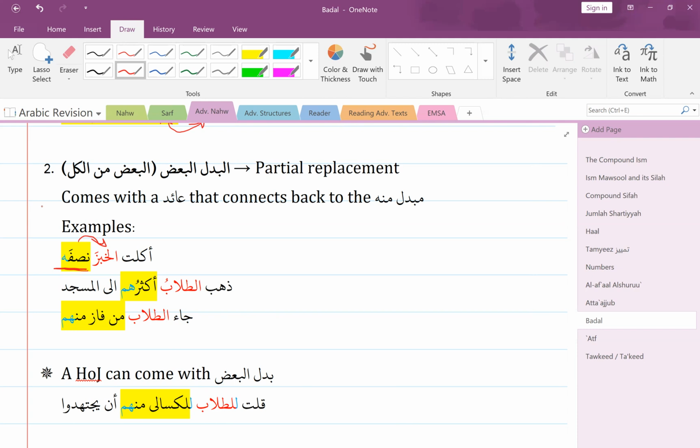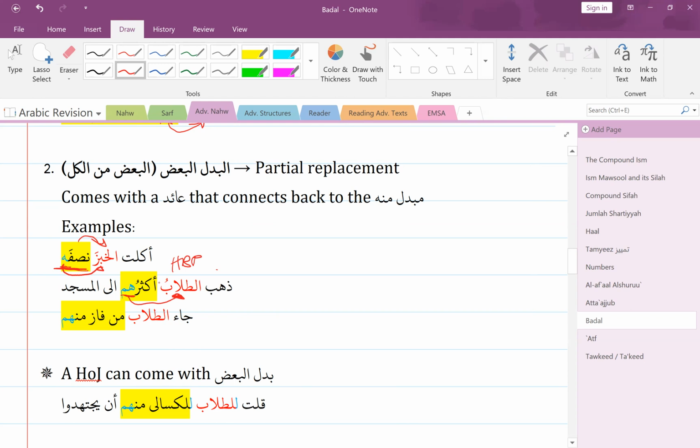ذهب الطلاب أكثرهم إلى المسجد. The students, most of them, not all of them, but most of them went to the mosque. So I'm taking some bit of it. And you can see the pronoun that comes back. I colored it blue. So you can see in the first one, we have hu, which goes back to al-khubz. And here we have hum, which goes back to at-tulab, because at-tulab is a broken plural. Hum is a human broken plural.